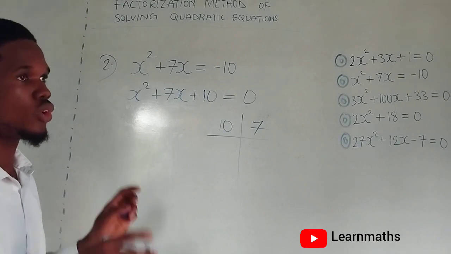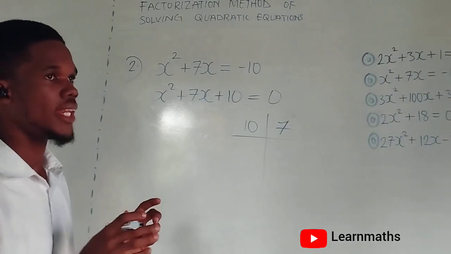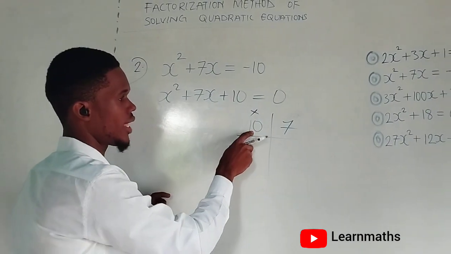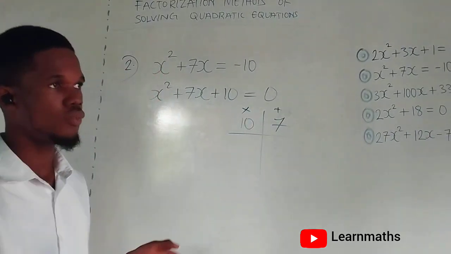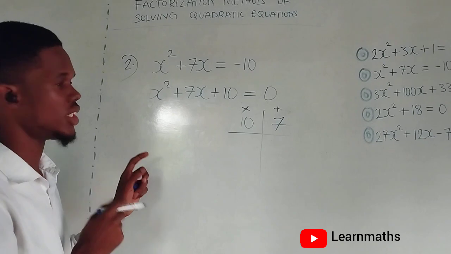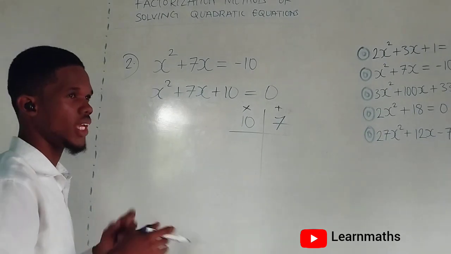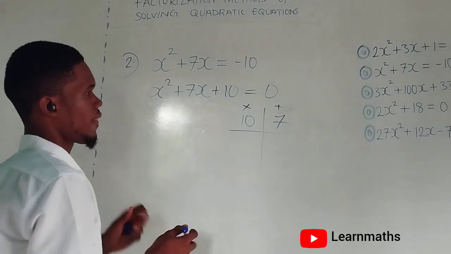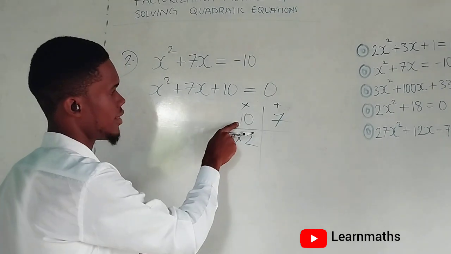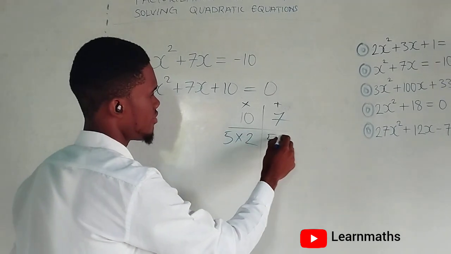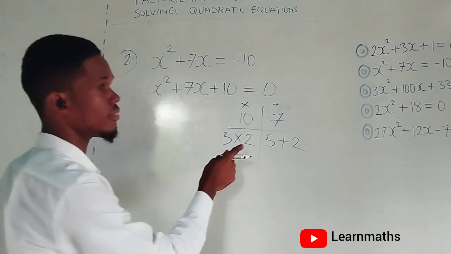Now you look for two numbers that when you multiply them, it's going to give you 10. And when you add up the two numbers, it will give you 7. If you can't find these two numbers, then the quadratic equation is not factorizable. So let's see if we can find those two numbers. Let's try 5 times 2, 10, right? Then 5 plus 2, 7, right?